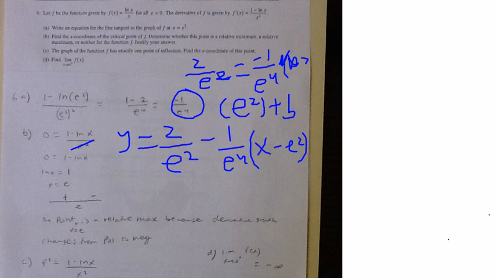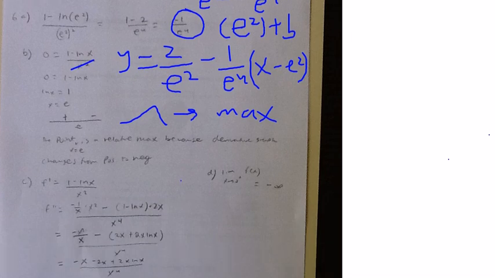So let's see if e is a relative max or relative min. So we see that f prime is increasing when x is less than e, but f prime is decreasing when x is greater than e. Increasing and decreasing is what? Yeah, you got it. It's a maximum. So e would be a relative max because the f prime graph is changing from positive to negative. Very good. Now let's keep it going to C.